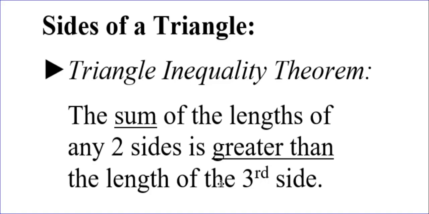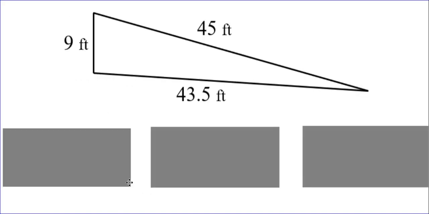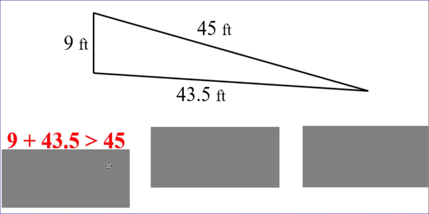Now, the rule for sides of a triangle is a completely different situation. This is called the triangle inequality theorem. The sum of the lengths of any two sides is going to be greater than the length of the third side. Let me show you what I mean. Here we have a triangle with sides 9, 45, and 43.5. I can add two of those sides, and it will be greater than the third side.